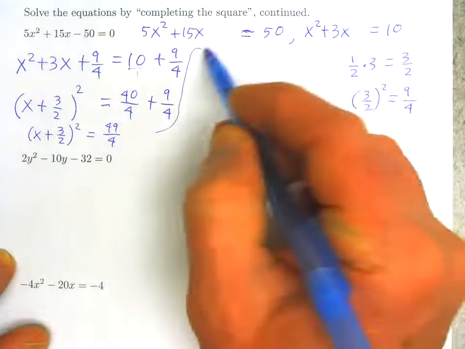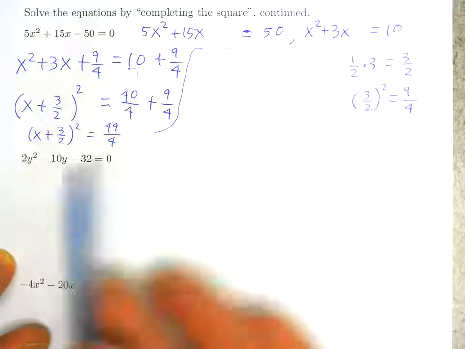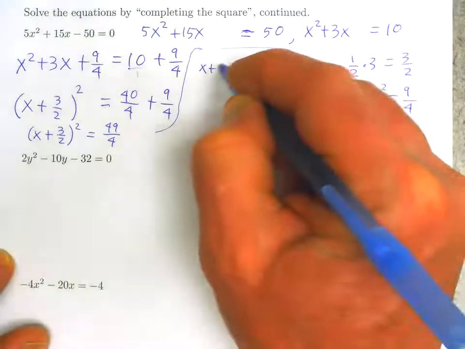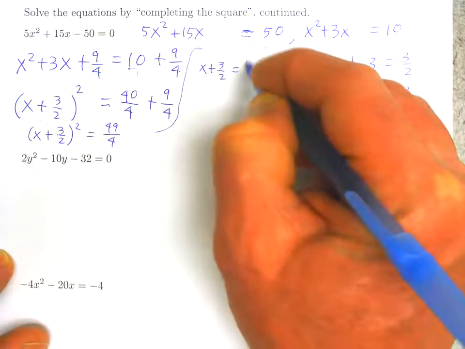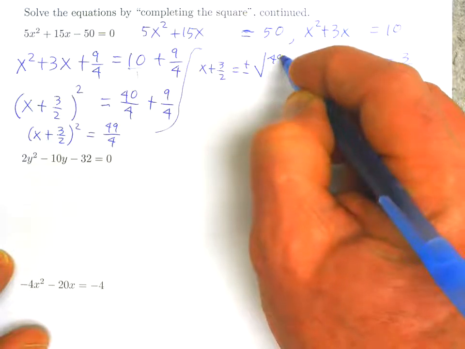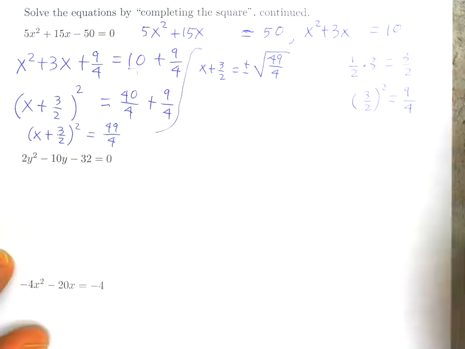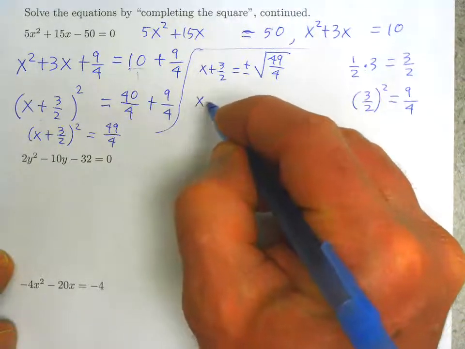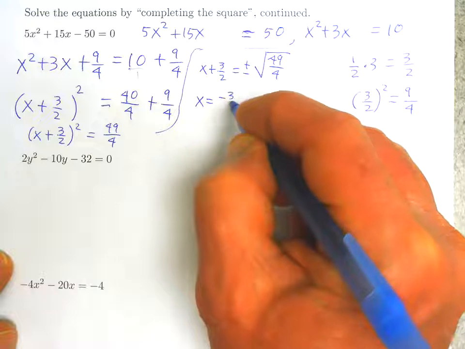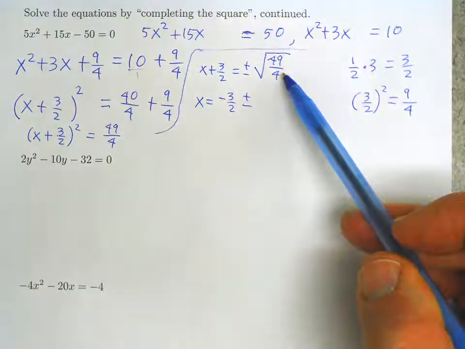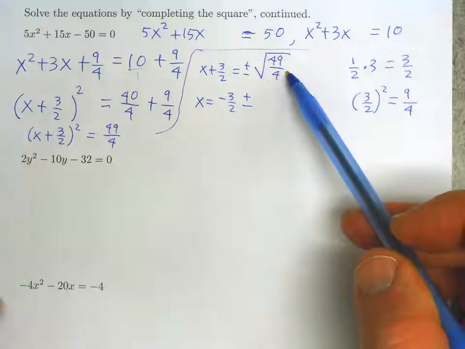So I'll put that up here. When we apply the square root property, we get x plus 3/2 equals positive and negative square root of 49 fourths. And then in the next step, I'll subtract 3/2 from both sides. And I'll simplify the square root of 49 fourths.